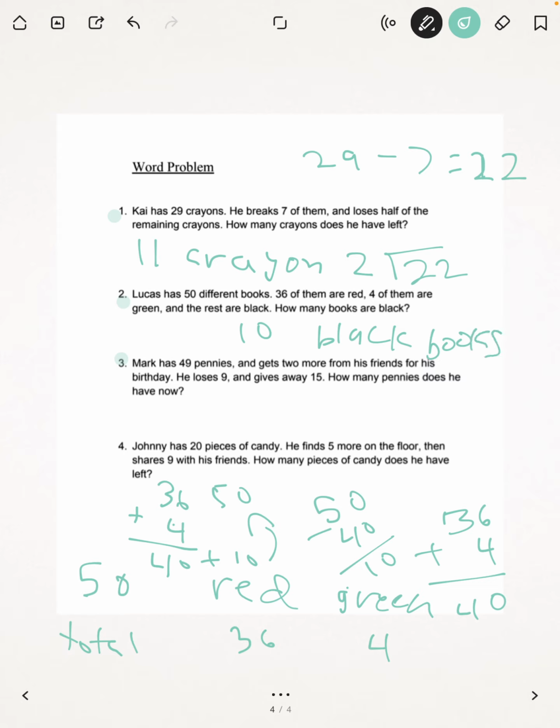Okay, Mark has 49 crayons, he gets 2 from his friends for his birthday, he loses 9 and gives away 15. How many crayons does he have left? So it says that he had 49 in total, and he gets 2 more from his friends on his birthday. So we add 2, which equals 51. Okay, and then it says he loses 9 of them. So we have to subtract 9 from 51. And if we do that, we have to borrow from here, 11, there's 2, and then 4, to bring it down. He has 42 crayons left for that.